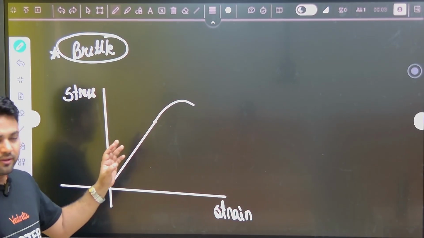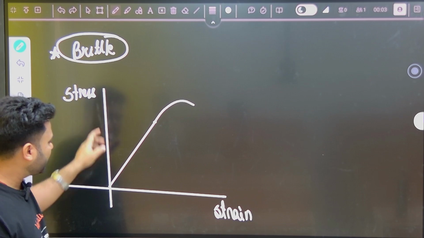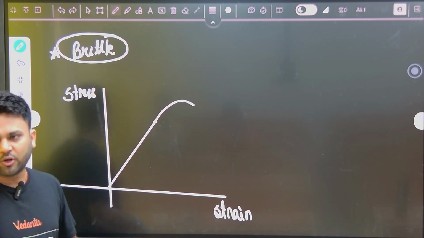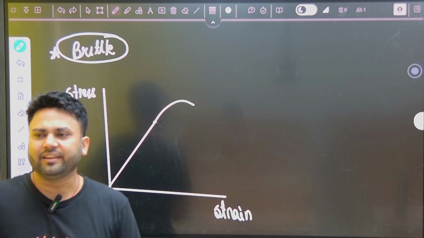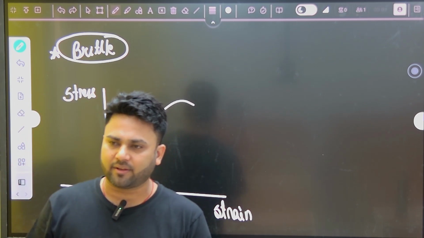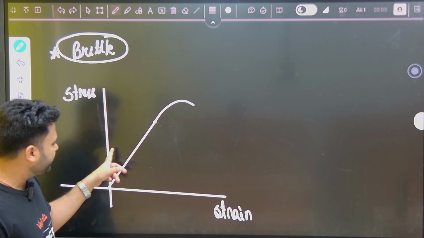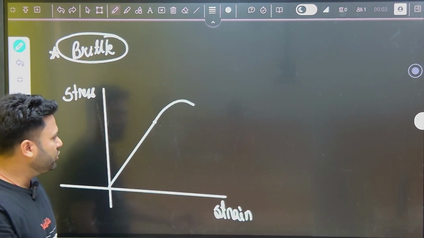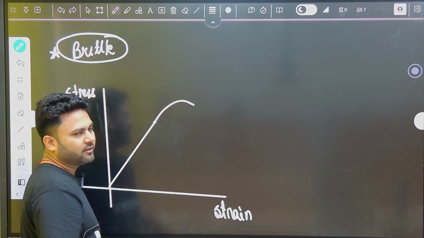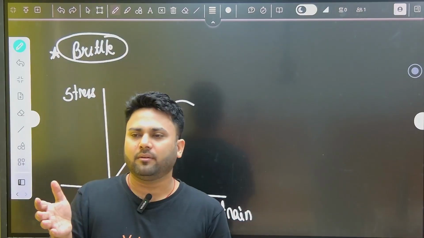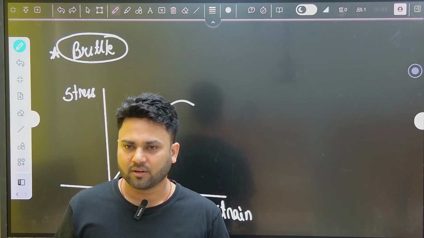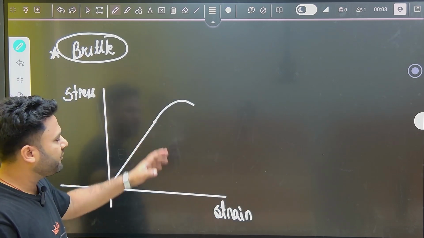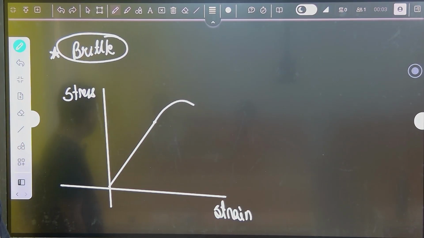So what I am saying, for brittle materials, the graph stops here only. Correct? Because there will be no yielding, directly it will break. Means if you are increasing the stress, after some time finally it will break. Means you achieve the failure point, like here it is breaking. The failure point is achieved much earlier. Correct? We don't have that much long graph. We have a shorter graph. Correct?